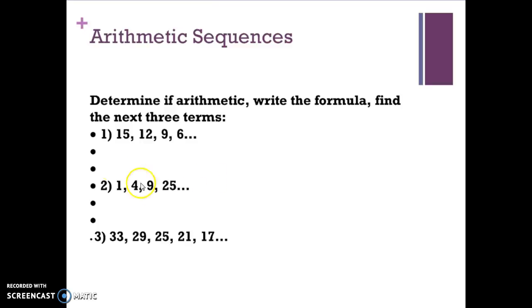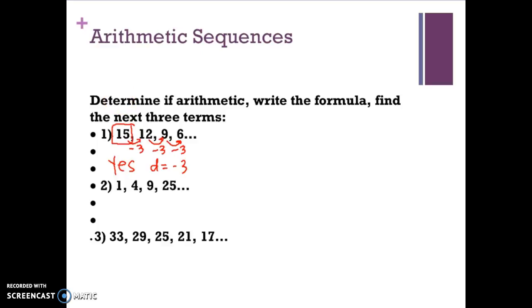Alright, so I'm going to first look at 15 to 12. To go from 15 to 12, I subtract 3. 12 to 9, I subtract 3. 9 to 6, I subtract 3. So this is arithmetic, and my common difference is negative 3. So I'm going to use that and my first term, 15, to write my equation.